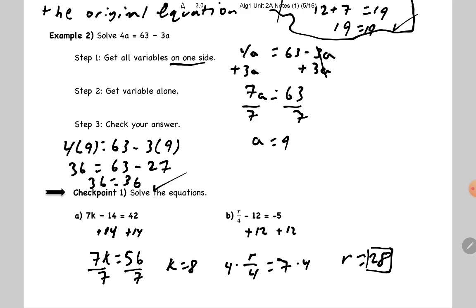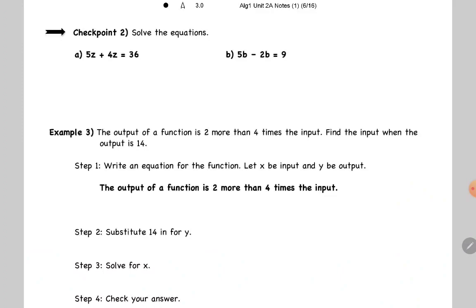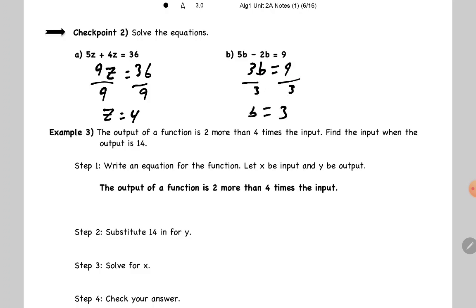Okay, next page. Solve the equations. The z's are already on one side, so let's combine our like terms. 9z equals 36. Divide both sides by 9. z equals 4. Next, 5b minus 2b. So 5 bananas minus 2 bananas is 3 bananas. Equals 9. Divide both sides by 3 and get b equals 3.